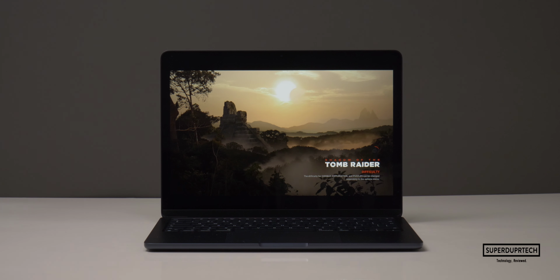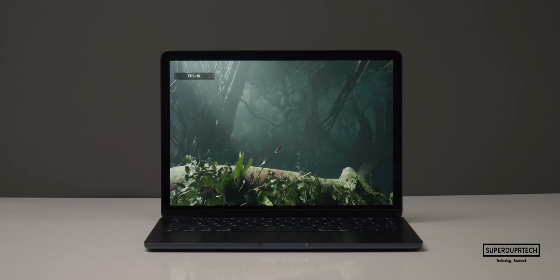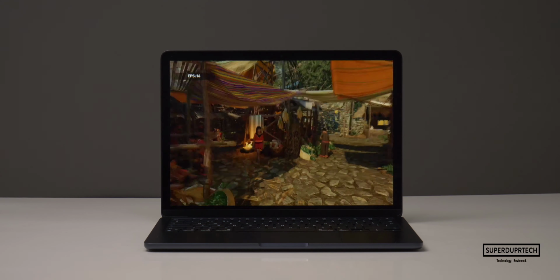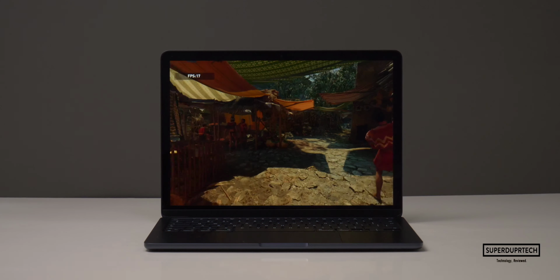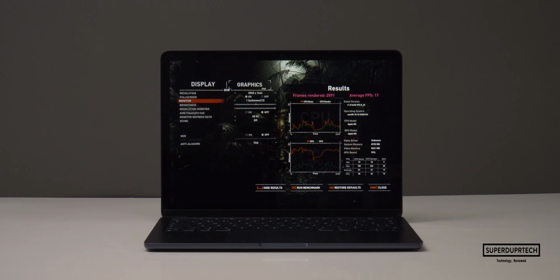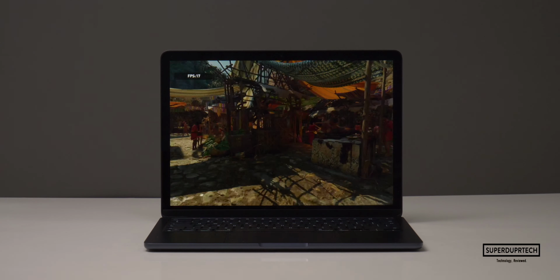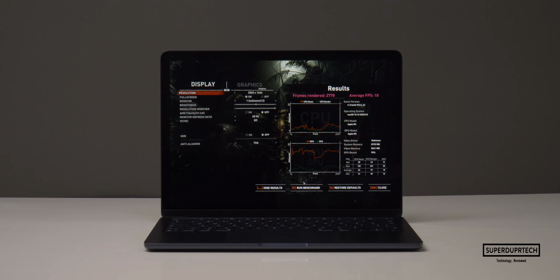I then ran the Shadow of the Tomb Raider benchmark across a number of resolutions and graphics settings. So starting off with this MacBook Air's native resolution of 2560 by 1664 and keeping the graphics settings to high, we got a score of 2591 with an average frame rate of 17 frames per second. When the graphics was lowered to medium, we got a score of 2778 with an average frame rate of 18 frames per second.